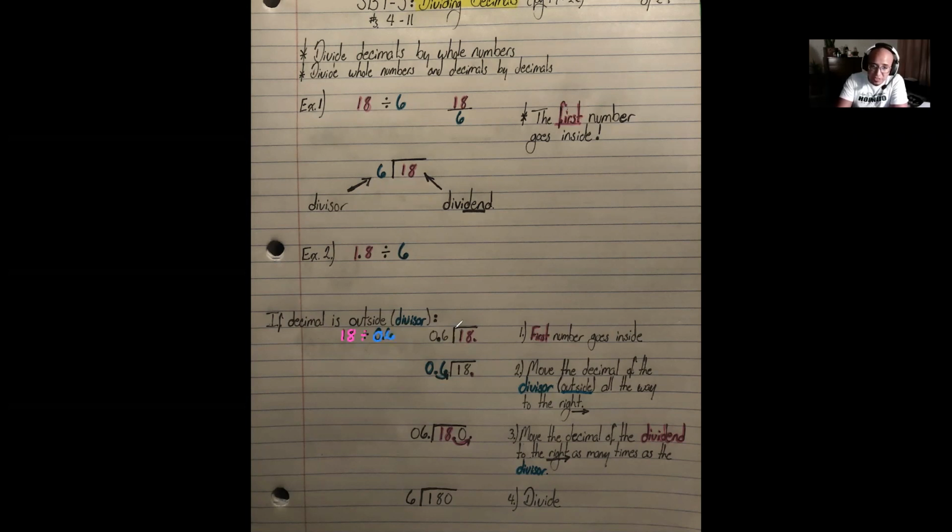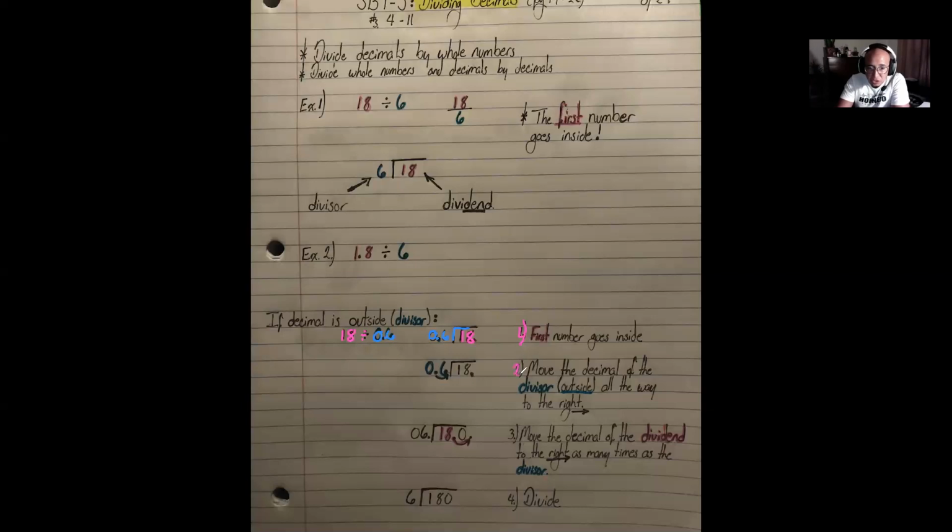Okay, so let's set this up. We have 0.6 on the outside, but on the inside, remember the first number goes inside, so the 18 goes inside. So that's going to be 18 divided by 0.6. So step number 1, ladies and gentlemen, first number goes inside. We know that. That's just what we did right here. The first number still goes inside. We have the divisor on the outside. There's a decimal on the outside.